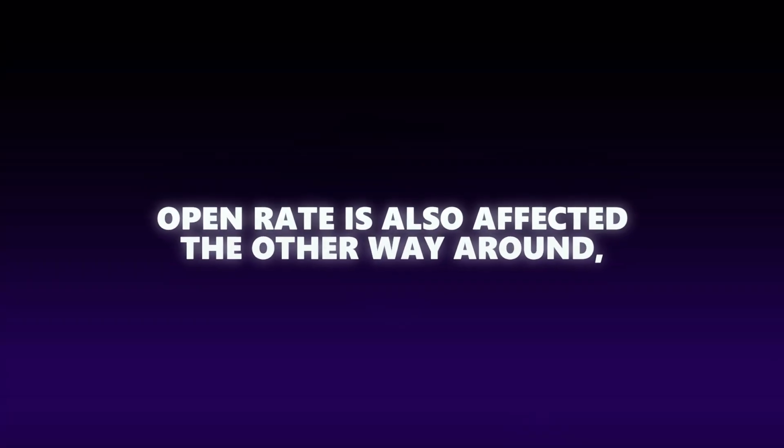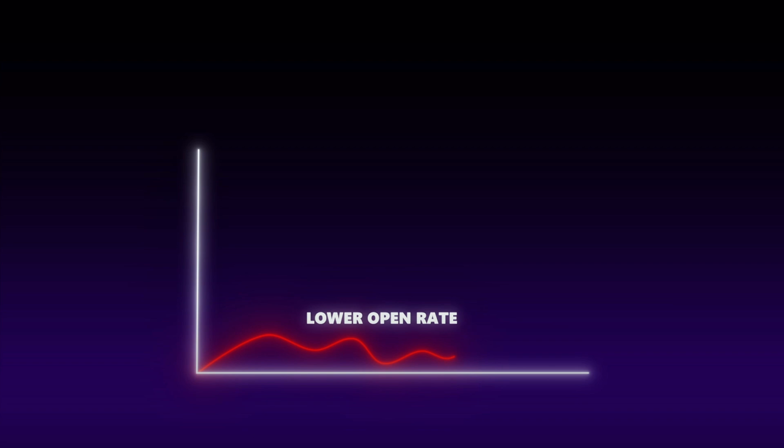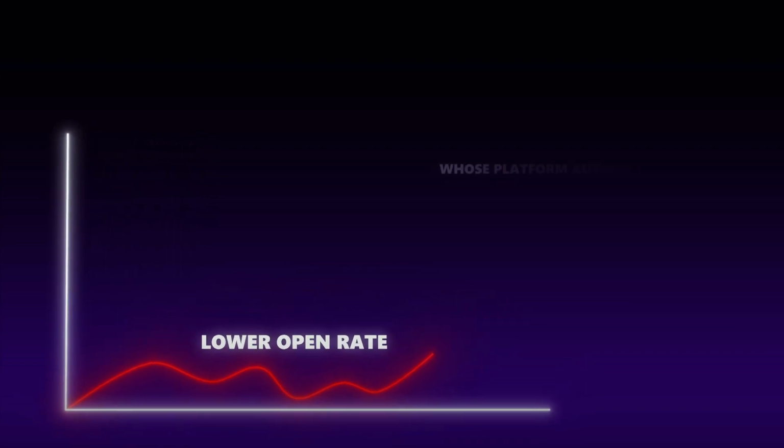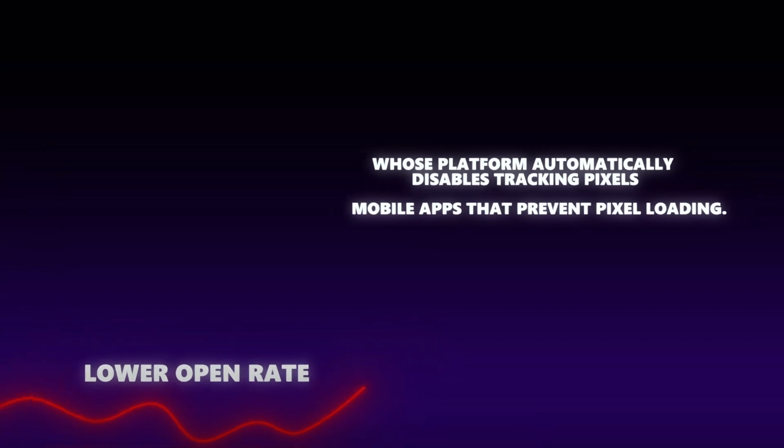Open rate is also affected the other way around, negatively. You could notice a lower open rate just because you're reaching out to users whose platform automatically disables tracking pixels, or mobile apps that prevent pixel loading. Because of all of this, I decided to turn open rate tracking off, and the results were astonishing. Now, I do have to mention that turning it off isn't hard at all. All I did was toggle the button off in Salesforge and it was done.